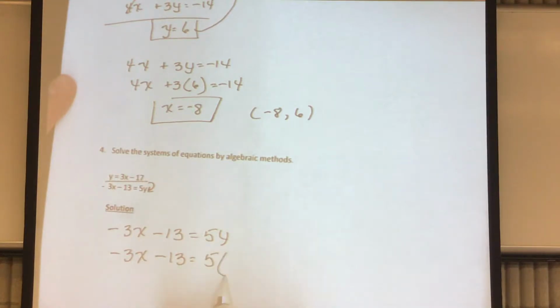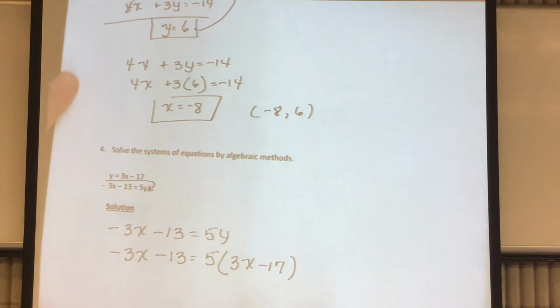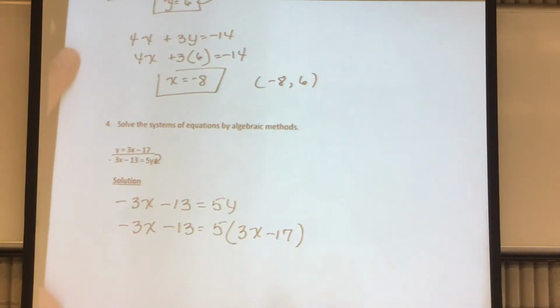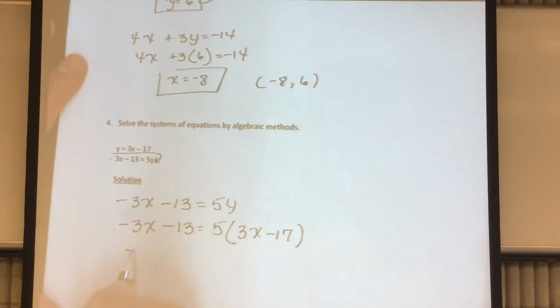So 5, and then the first equation is 3x minus 17. So let's distribute and solve for x. So negative 3x minus 13 is equal to 15x minus 85. Now combining like terms, I would add the 85 to the left, and then add the 3 to the right, and I solve x to be 4.